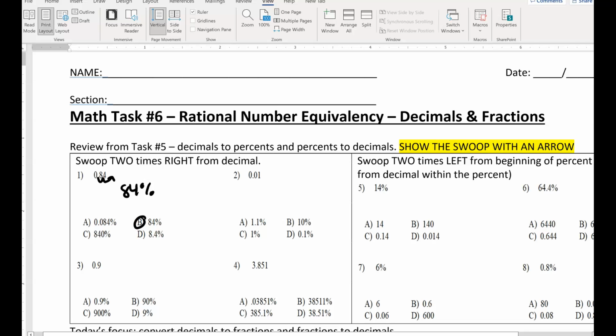Number 2, again, swoop 2 times from the decimal: 1, 2. Right there at the 1, you don't need to worry about the zeros. Nobody says 001%. You just say 1%. And so that should be C right there.